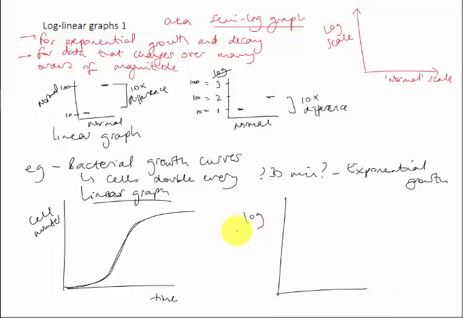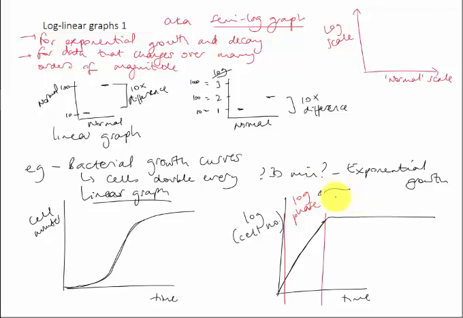Then if we have the log of the cell number on the y-axis and the time, not transformed into logarithms, on the x-axis, then the graph ends up looking something a bit more like this. We've got a nice straight line here and then plateau. So this part of the graph here, we call that the log phase. So this is the exponential growth part of the graph. And then here, this is the plateau. We call that stationary phase.